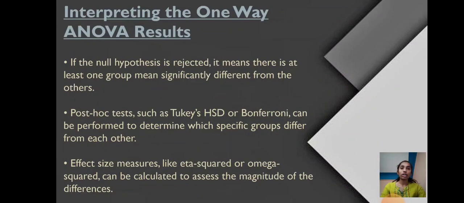Let us move on to interpreting the One-Way ANOVA results. If the null hypothesis is rejected, it means at least one group mean is significantly different from the others. Post hoc tests such as Tukey's HSD or Bonferroni can be performed to determine which specific groups differ from each other. Effect size measures like eta squared or omega squared can be calculated to assess the magnitude of those differences.